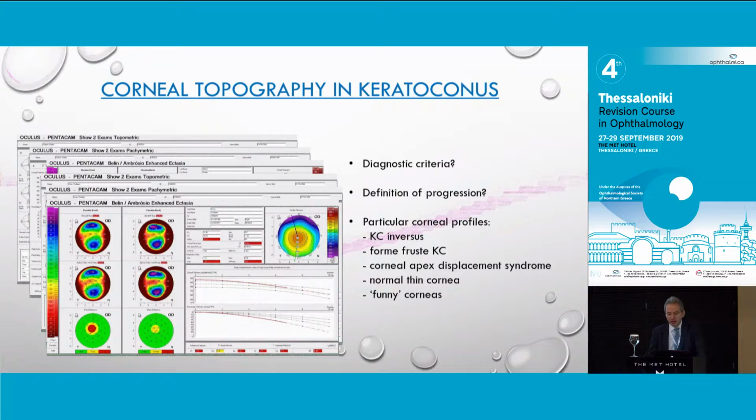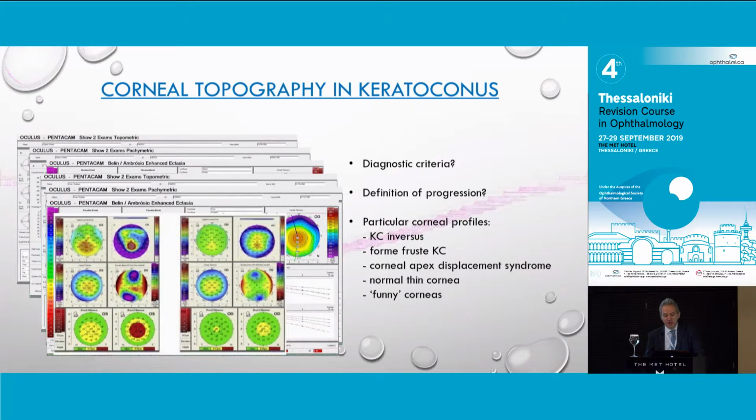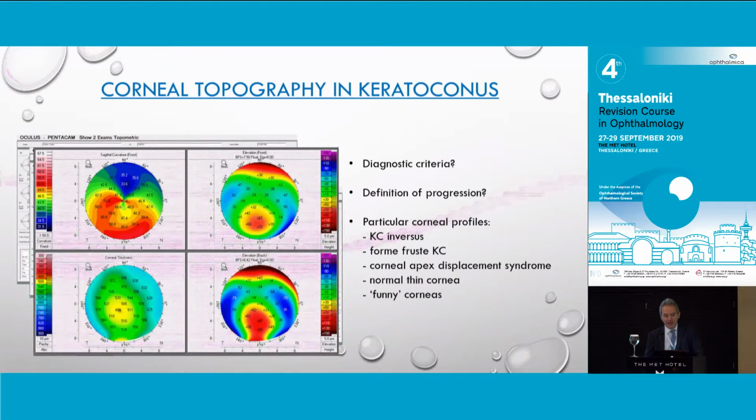Or we have some tricky corneal entities, such as corneal apex displacement syndrome or normal thin cornea or funny corneas, where the diagnosis is not so clear. And this is a case of Pellucid marginal degeneration, where sometimes the borders between PMD, Pellucid marginal degeneration, and keratoconus are not very clear. And then we talk about pseudo-Pellucid marginal degeneration, for example.